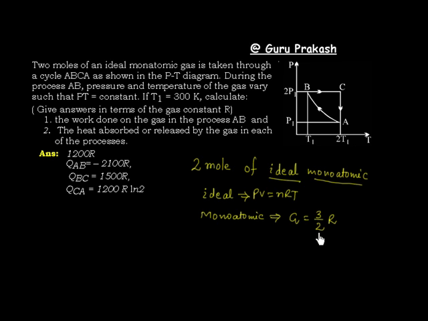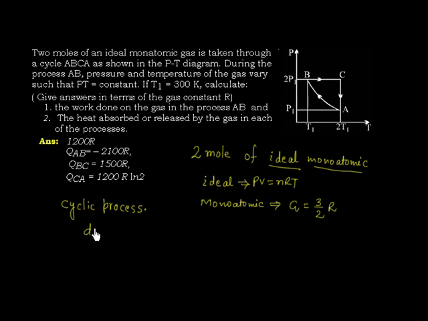Now the question says this gas has been taken through a cycle A, B, C, A. The gas's initial situation is here, and it is taken to B first, then C, and C to A. So this is a cyclic process, A to B, B to C, C to A. If you remember, in a cyclic process, state functions are 0 and internal energy is 0. So I can say the change in internal energy through the cycle is 0. That is the case in this problem.